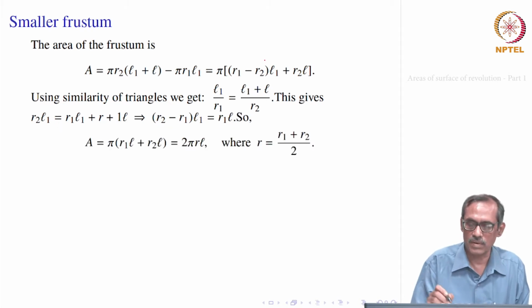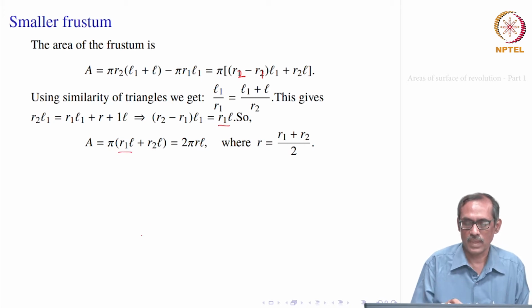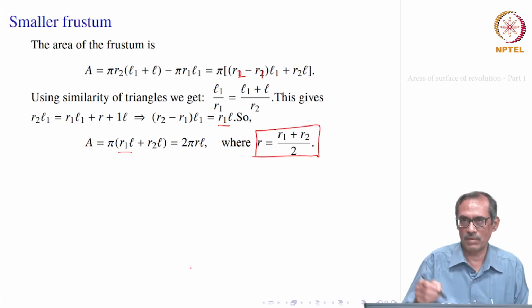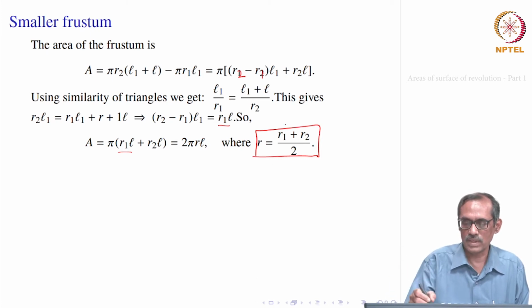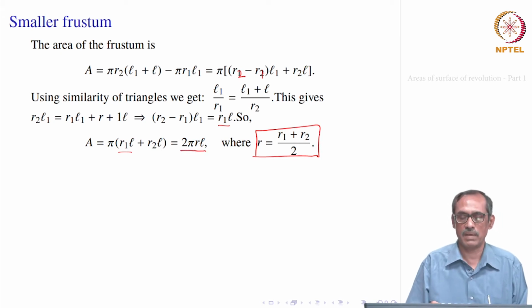So, using that in our formula, the frustum area is pi into (R1 minus (R2 minus R1) into L1) plus R2 L. We would get pi times (R1 L plus R2 L), since (R2 minus R1) L1 is R1 L. So, pi times (R1 plus R2) L. Let us write R as (R1 plus R2) divided by 2, the average of those two radii, the top smaller one R1 and the bigger one R2. So, it is 2 pi, that average times L, that is how the area of the frustum we obtain.